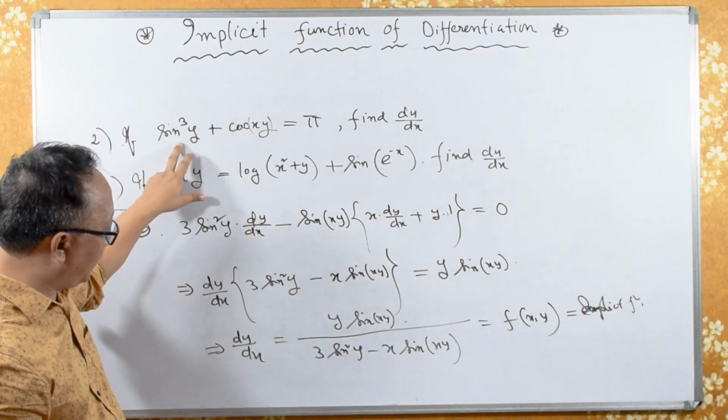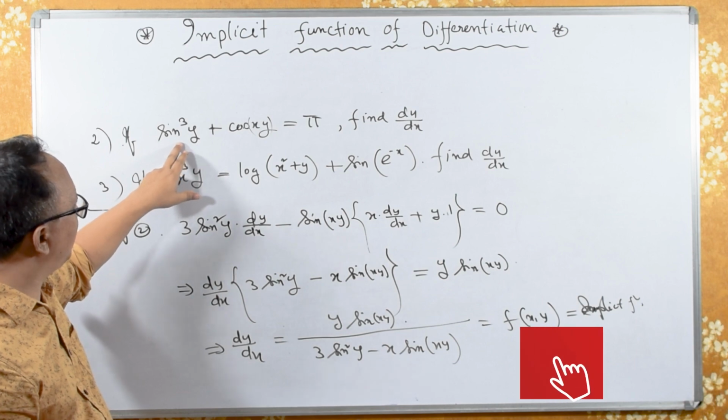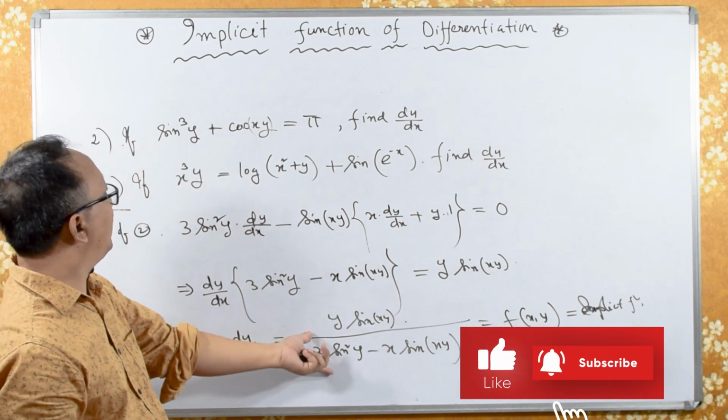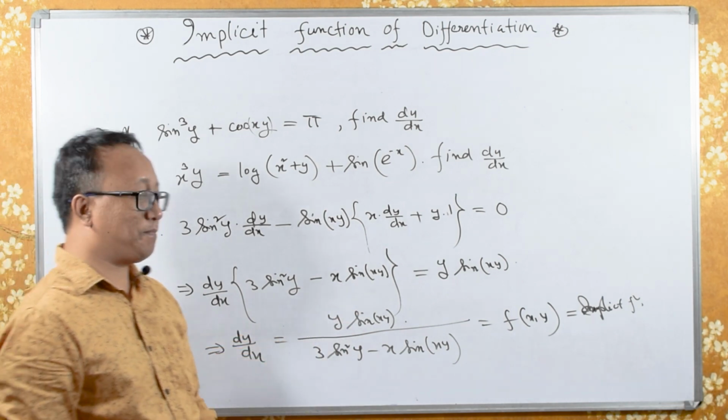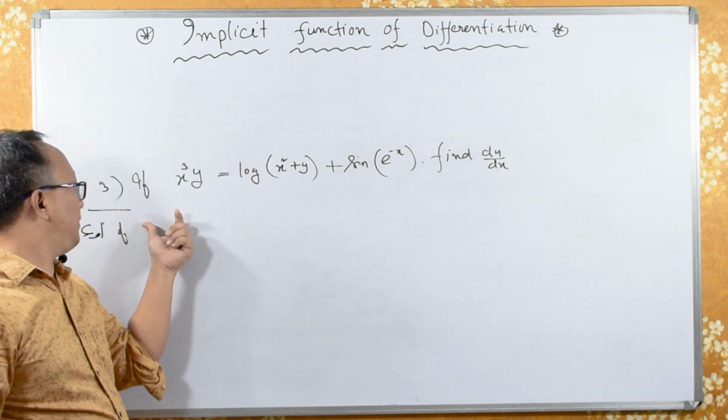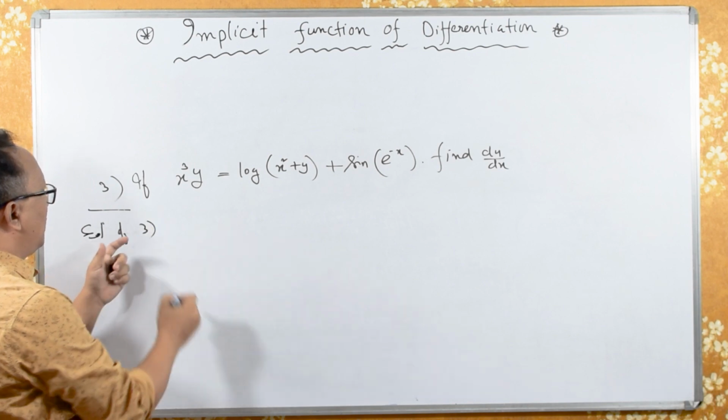Look here, do you have anything which you can substitute over here? Do you have any sine cube? Here you don't have any sine cube, cos xy, so you can stop over here. Now the next sum is solution of 3.